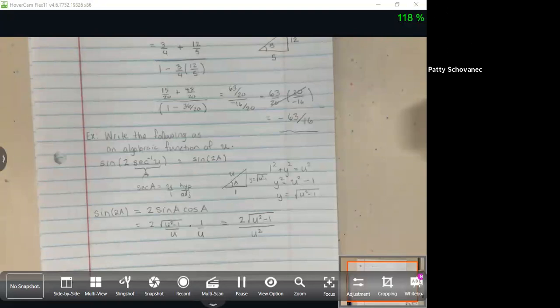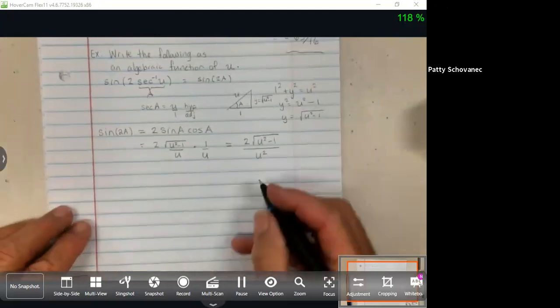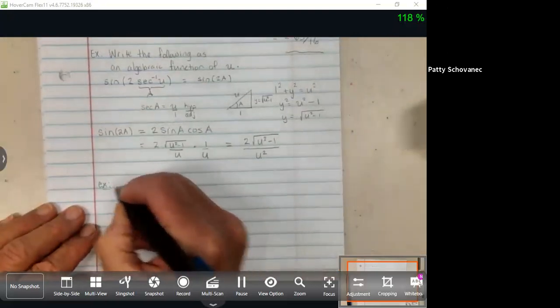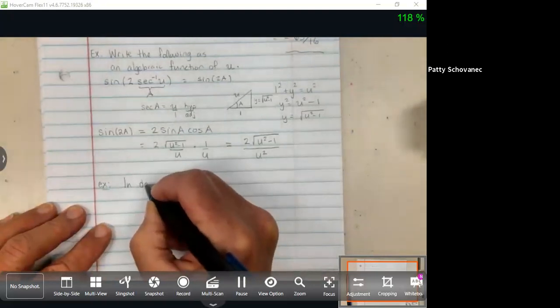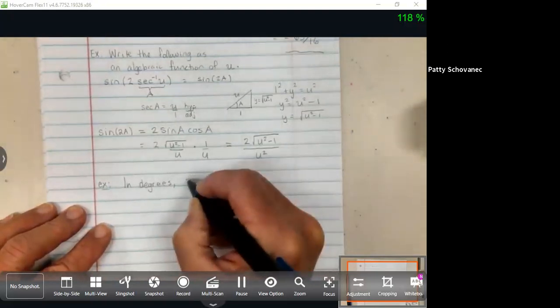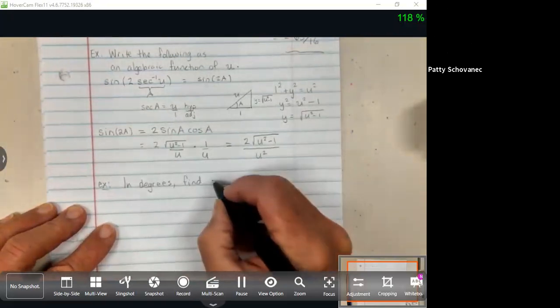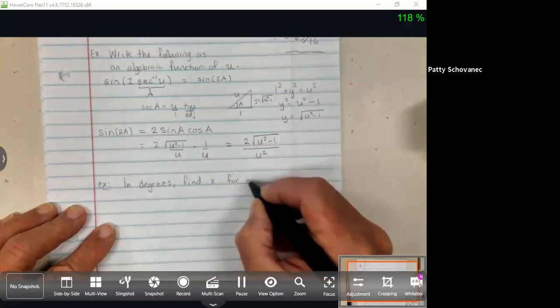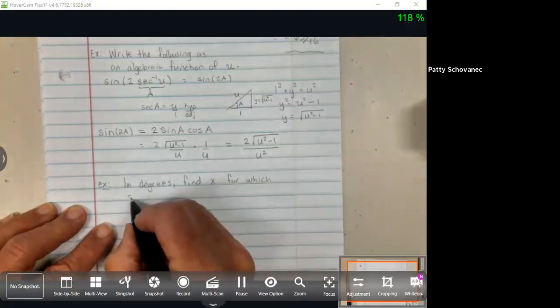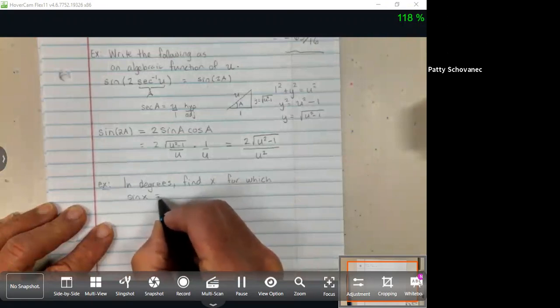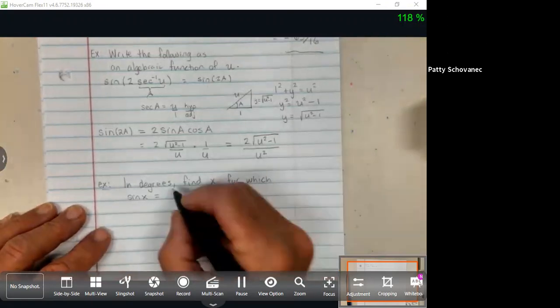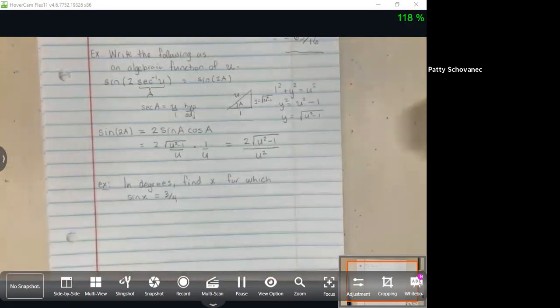So for instance, if you have some sort of expression like this, so in degrees, let's see if we can find the x for which the sine of x degrees is equal to 3/4. I could draw a triangle and show you what a triangle looks like, but I don't want the triangle. I want the measure of the angle.